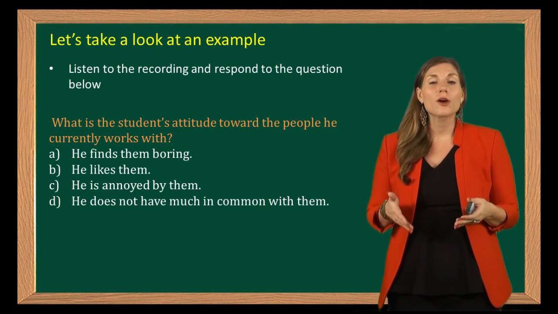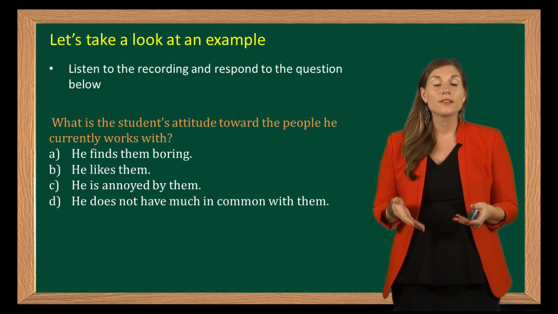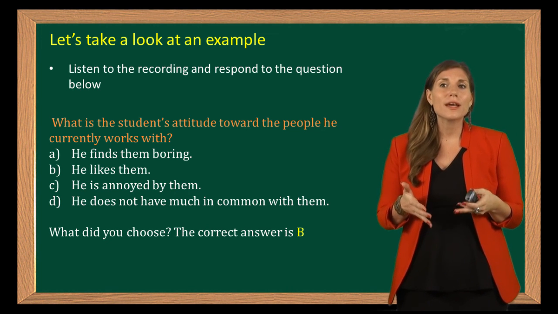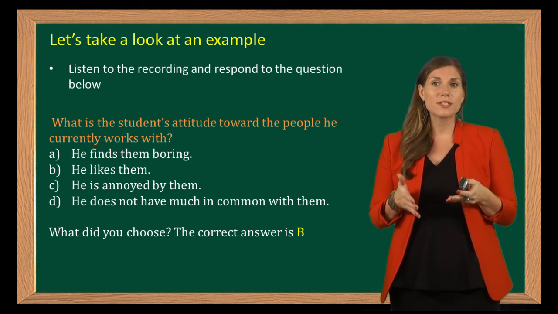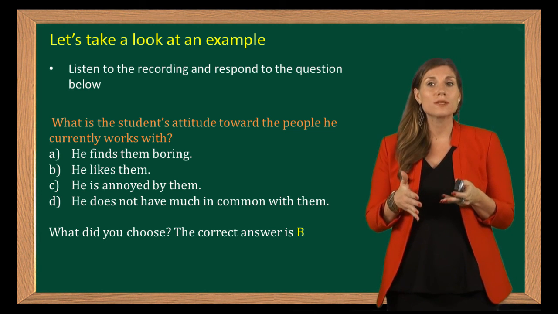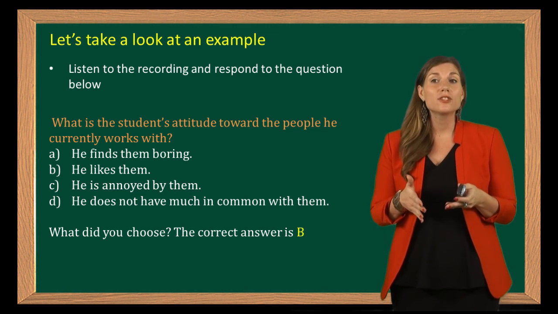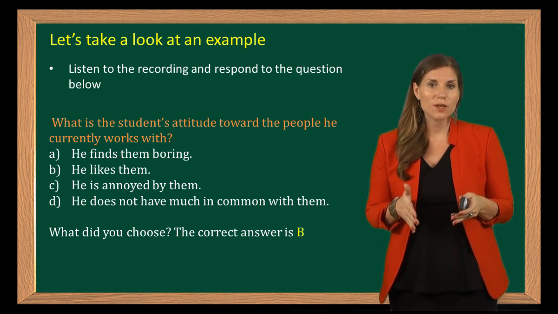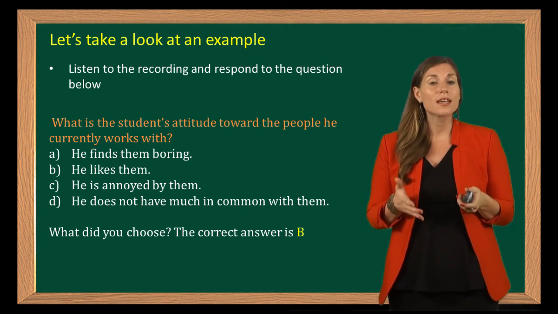So let's take a look at what you chose. The correct answer is B. So in this example, it may be easy to confuse the speaker's attitude towards his job with his attitudes towards the people he works with. The student is bored with the job, but not the people he works with. So the best answer is B. He likes them.